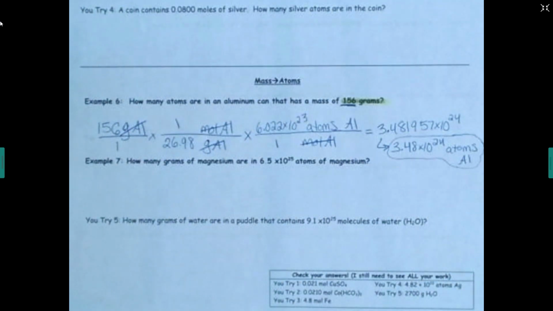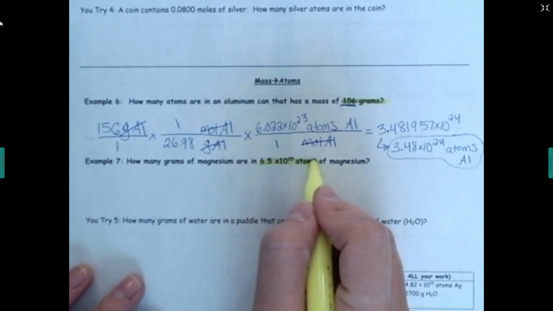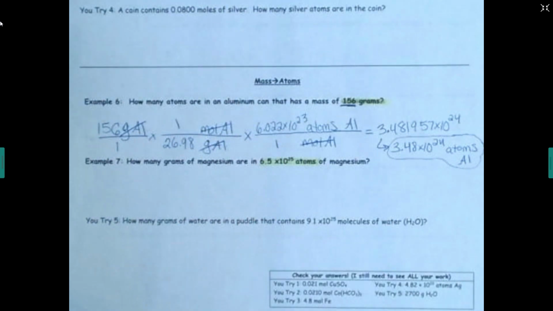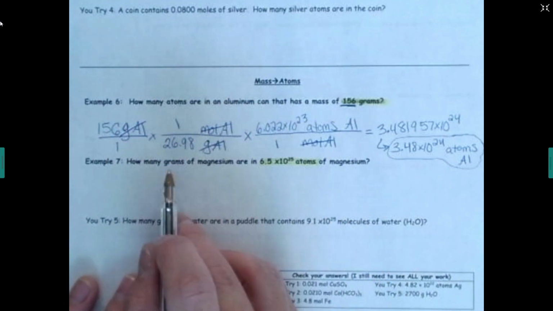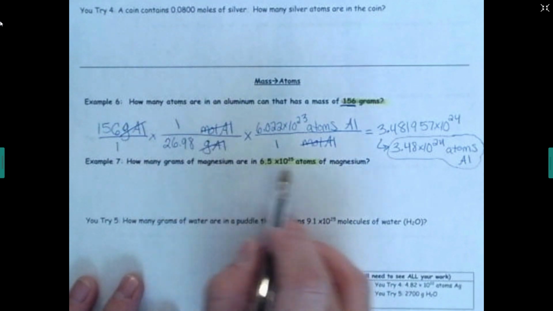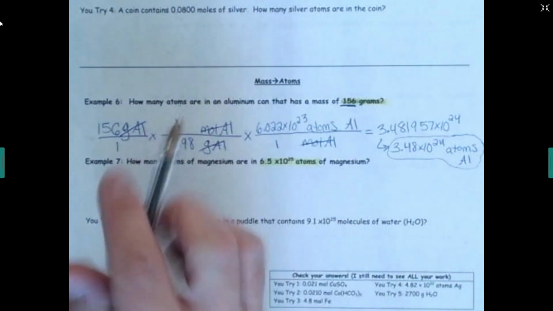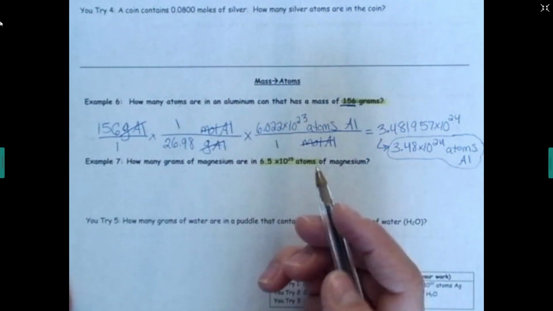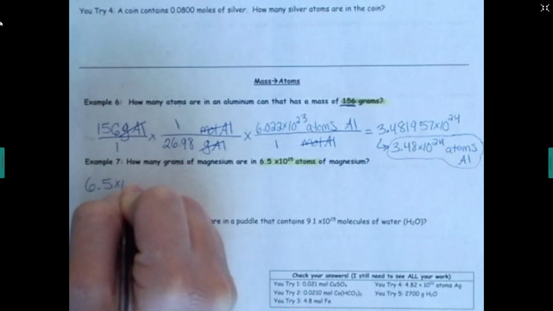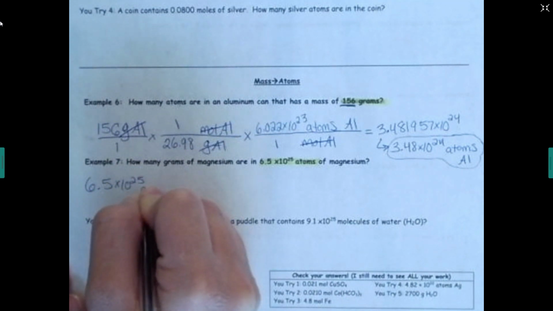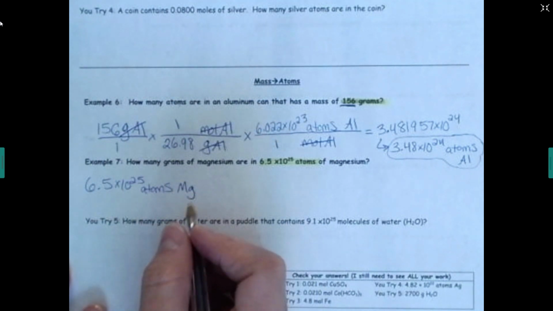How many grams of magnesium are in 6.5 times 10 to the 25 atoms of magnesium? Okay, so this one we're going the other way around. We're given atoms, we're asked to find grams. Is the word mole anywhere in this problem? No. That means it's going to have 2 steps, or I guess 3 kind of things here. So let's take what we're given. Atoms of magnesium. Okay, take what we're given, put it over 1.